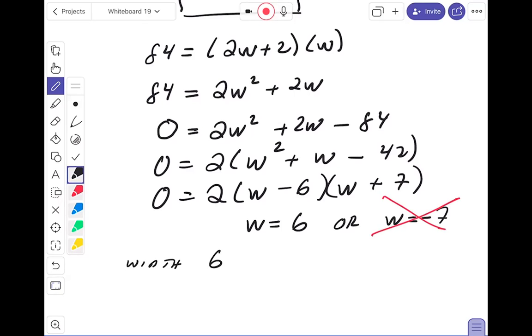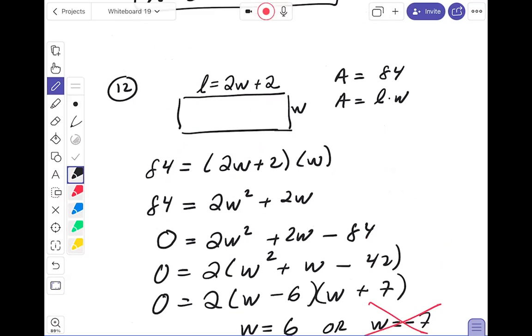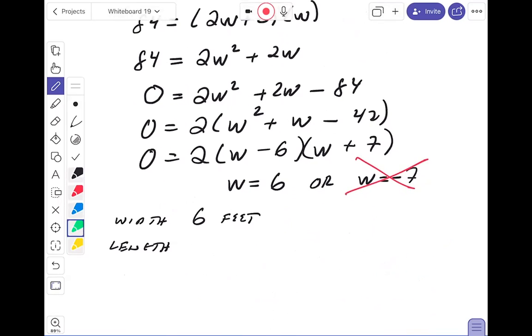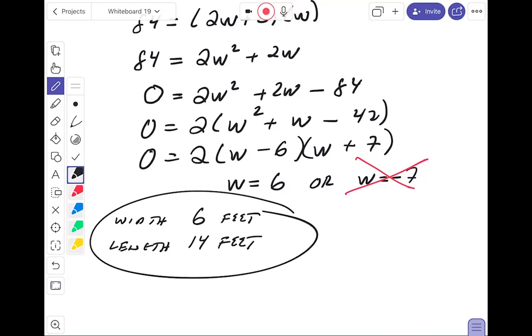So what's the width? It's 6. Now 6 what? Go back and read it again. They're talking feet. All right, what's the length? Again, I want to go back and tell you what the length is. It's this thing over here, 2w plus 2. Twice w is 12, plus 2 is 14. So it's going to be 14 feet. Let me look at the key, see if that's what they wrote down. If they did, I'll move on. They said 6 feet and 14 feet. Let's go to number 13.